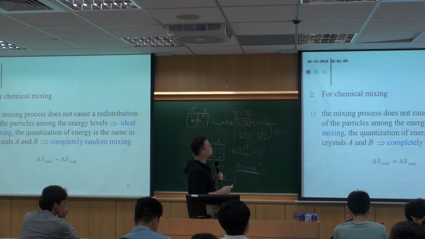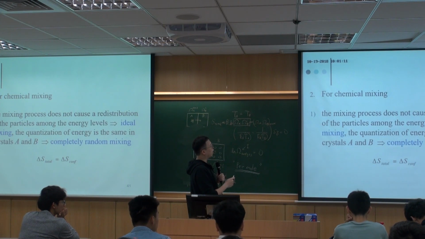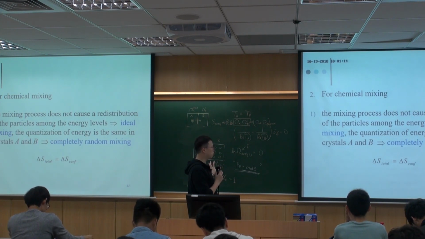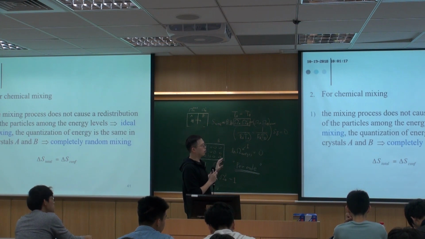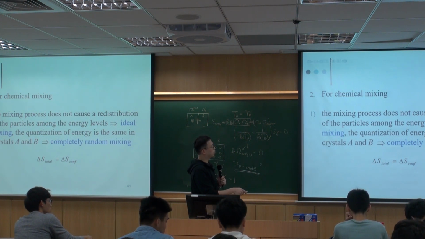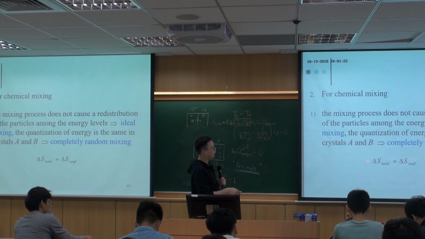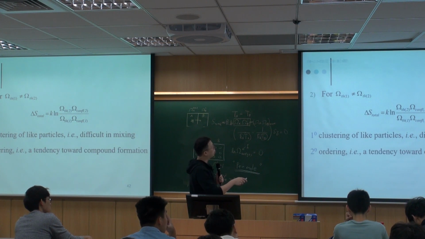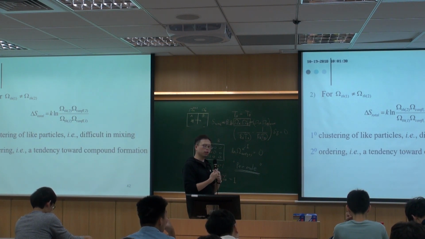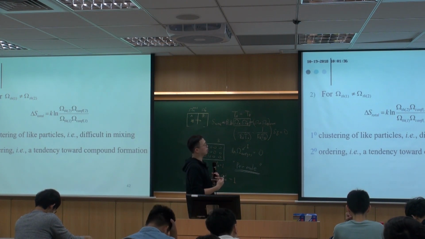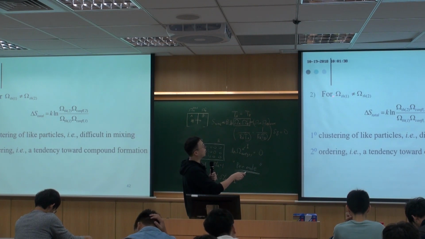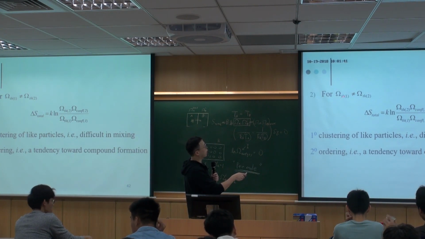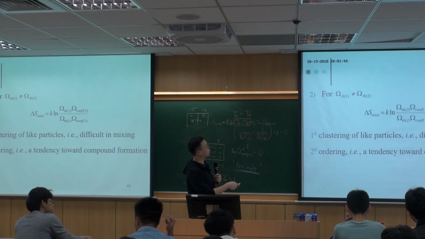For chemical mixing, we know that for ideal mixing, in the case we just mentioned, if there's no heat involved, then this is a completely random mixing. Therefore, delta S total is delta S configuration. But if there's heat involved, for instance, if you mix these two things together and release some heat, or the system absorbs some heat, then it means that omega thermal at the initial state is not the same as omega thermal at the final state. So you have to take omega thermal into account as well.